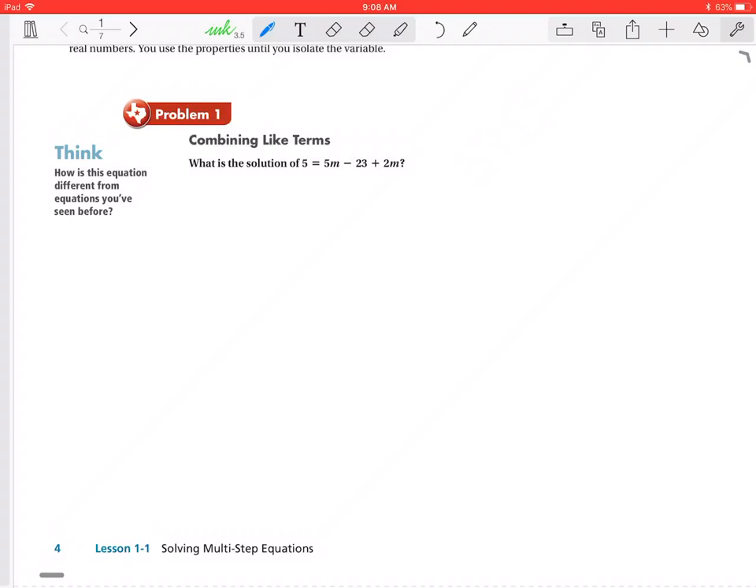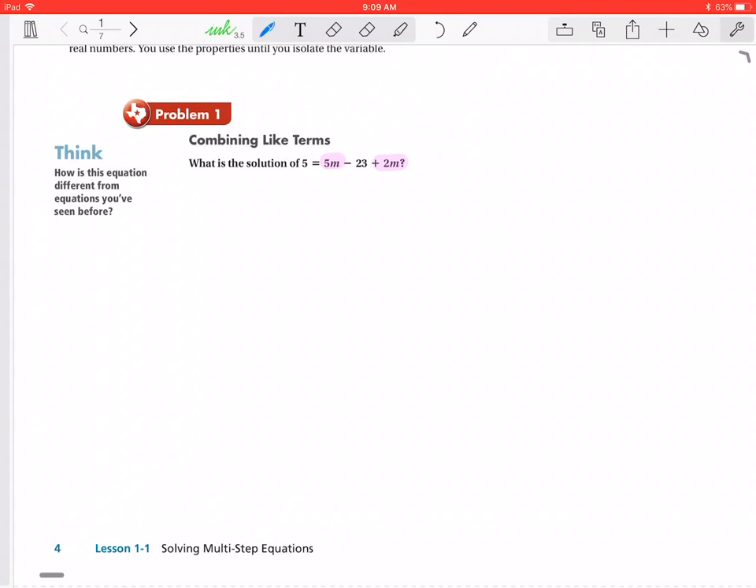So I'm going to look at my equation, and it says, what is the solution of 5 is equal to 5m minus 23 plus 2m? Well, I can see pretty quickly that I have two like terms. I have 5m and 2m. They're in the same expression. That's expression 1. And this whole thing here is expression 2. Two expressions make up an equation.